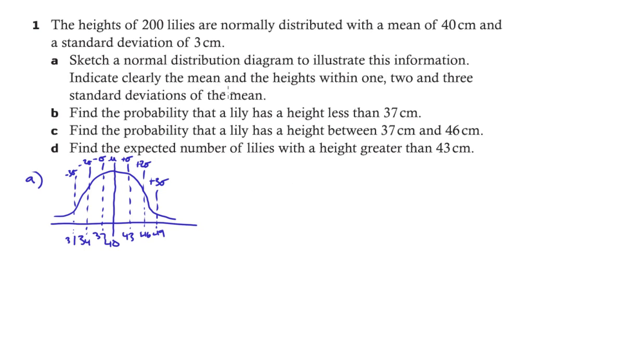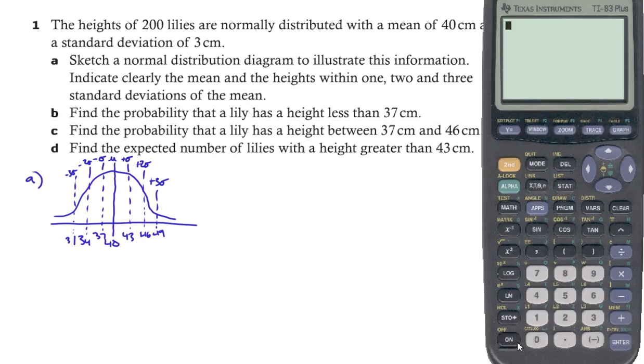Let's see. Indicate clearly the mean and the heights within 1, 2, and 3 standard deviations of the mean. All right, so that looks pretty good there. Find the probability that a lily has a height less than 37 centimeters. So really probably the easiest way to do all of these is just use our graphing calculator and use our normal CDF. Okay, so I'm going to pull up our graphing calculator here.